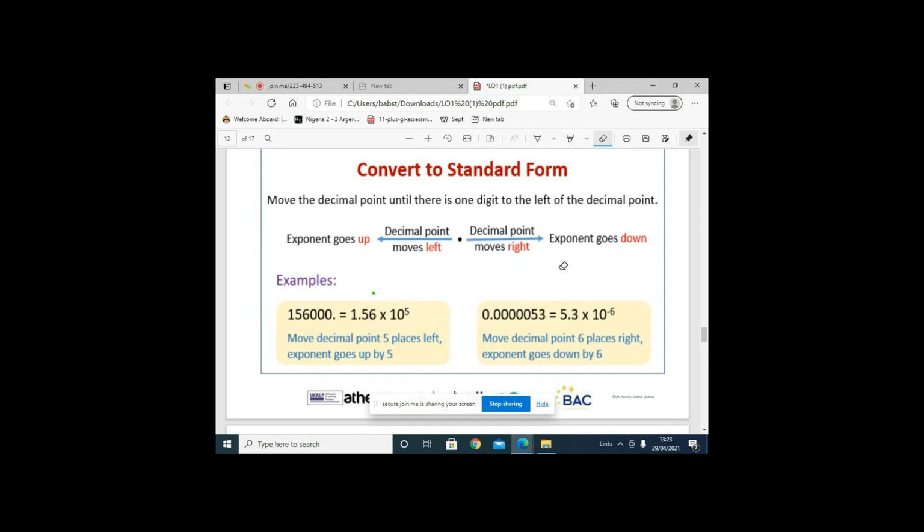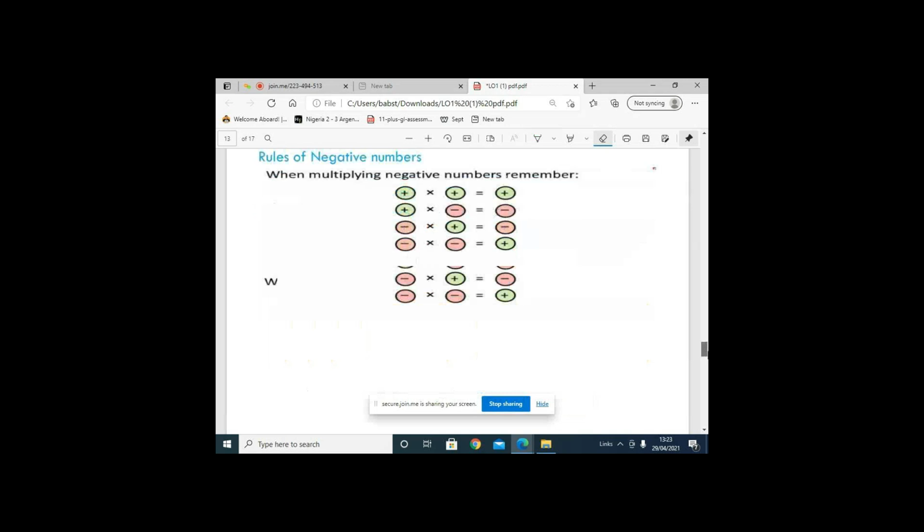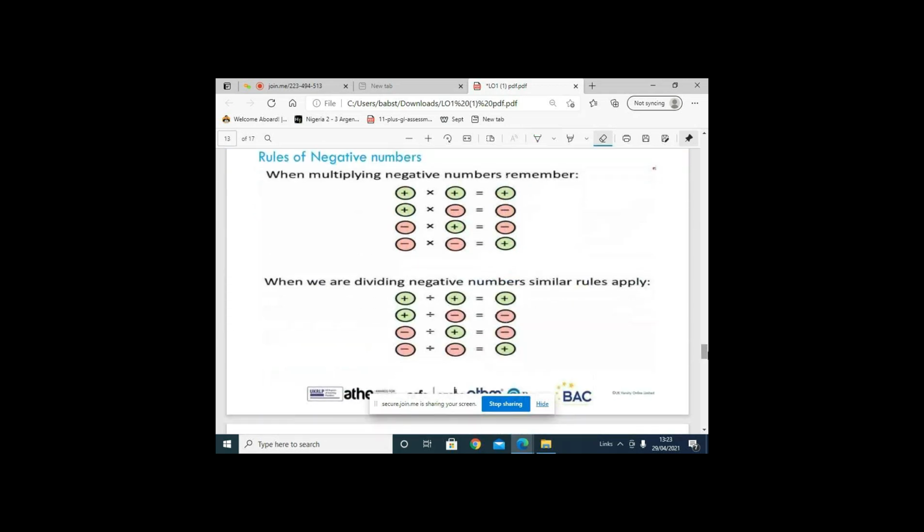So the final part is this now. So when multiplying negative numbers, this is what you do. See, this is very important. When you multiply the negative number, positive times positive gives you positive. Positive times negative, negative. Negative times positive, negative. Negative times negative gives you what? Positive. So you'll be able to, please take note of that too.